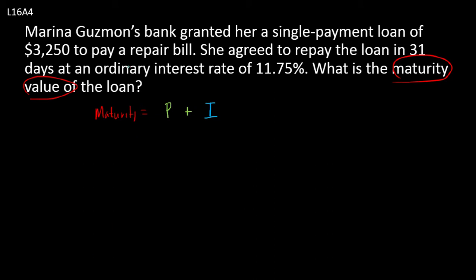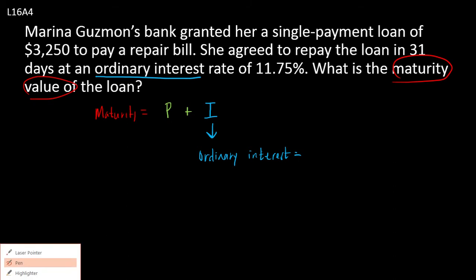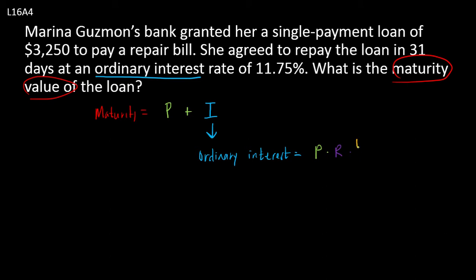Now they specify in the problem that we're talking about ordinary interest. So to calculate interest, once again, we're going to have principal times rate times time. Time in this case is calculated as time over 360.